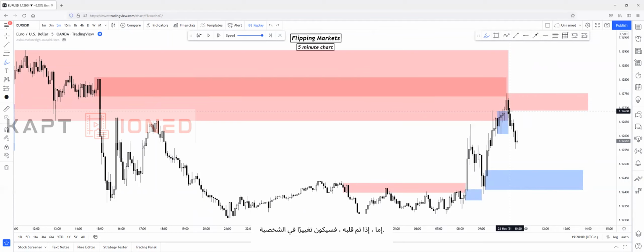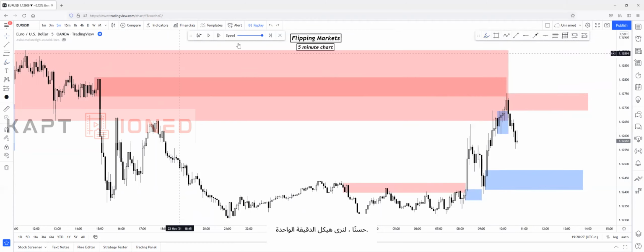Either if it's a flip, a change of character, or a continuation, we will enter in a trade. That's our master plan here. But one more noticeable thing, we can also miss this trade. Just like the previous one, there's a chance that we'll miss this trade. This is also a textbook example, but there's a chance we will miss it.